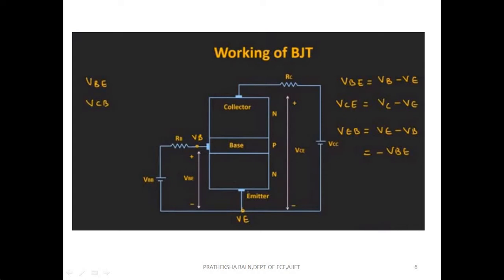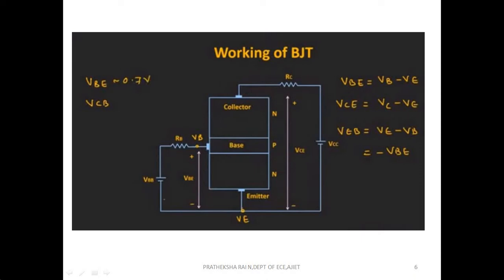Now if you notice over here, this is the PN junction. So whenever this PN junction is forward biased, the typical forward voltage drop across this diode is in the range of 0.6 to 0.7 volt. That means whenever we forward bias this base-emitter junction, the typical voltage drop between the base and the emitter will be roughly around 0.7 volt.